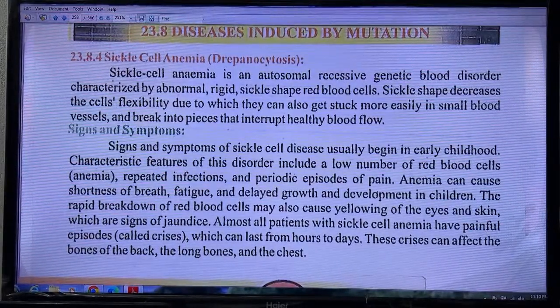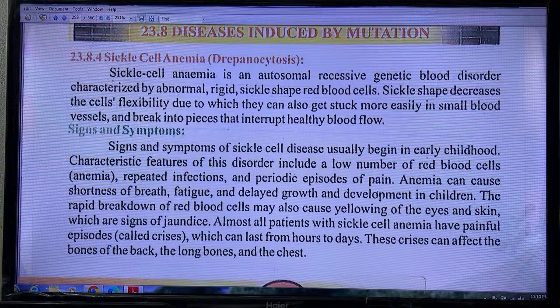Disease is induced by mutation. Sickle cell anemia. Sickle cell anemia is an autosomal recessive genetic blood disorder characterized by abnormal, rigid, sickle-shaped red blood cells. Sickle shape decreases the cell flexibility, due to which they can also get stuck more easily in small blood vessels and break into pieces that interrupt healthy blood flow.